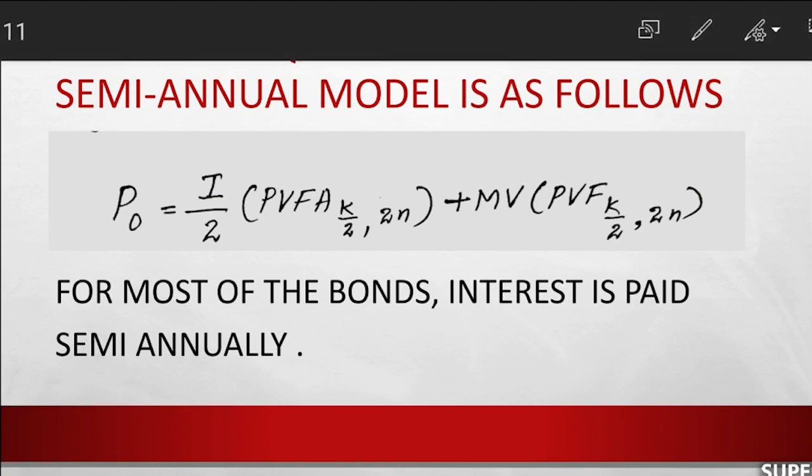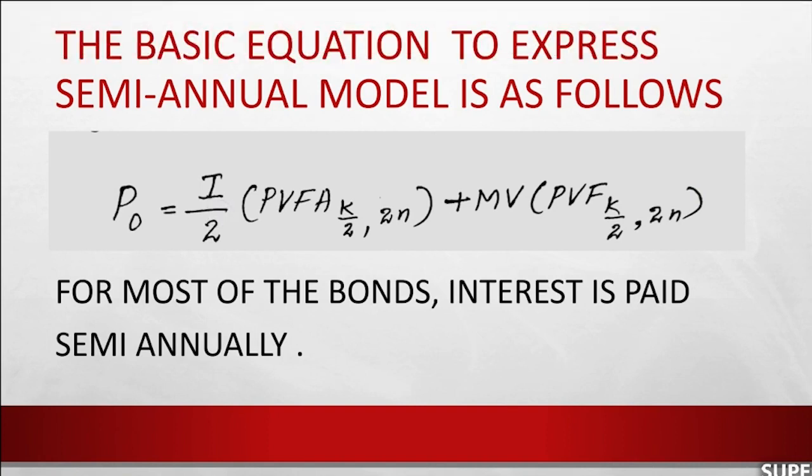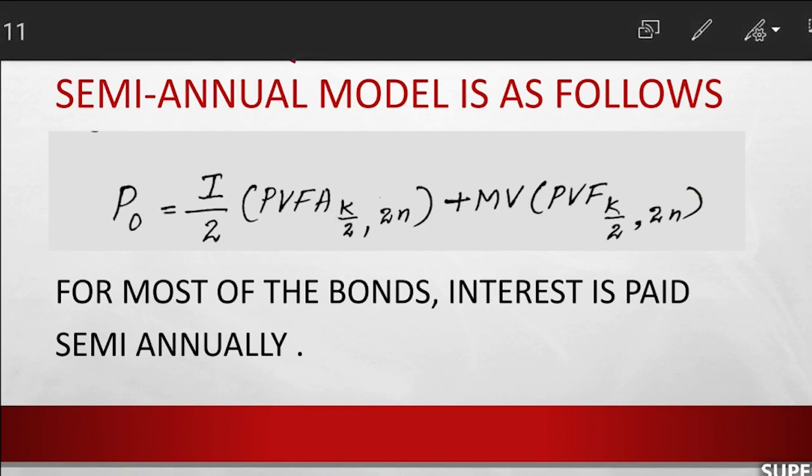This is because in the semi-annual model, we are getting interest half yearly. So we will get half of the interest amount. So we are taking here I by 2. Likewise, interest rate also will be half. So we are taking K by 2. And interest rate is expressed as annual percentage rate.